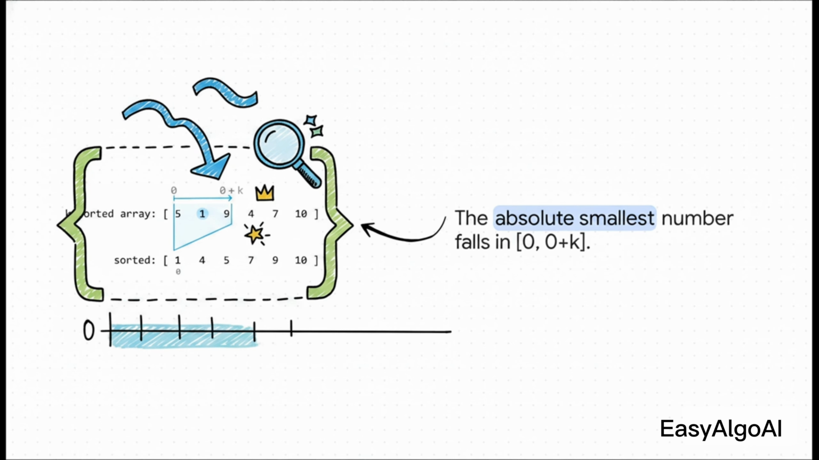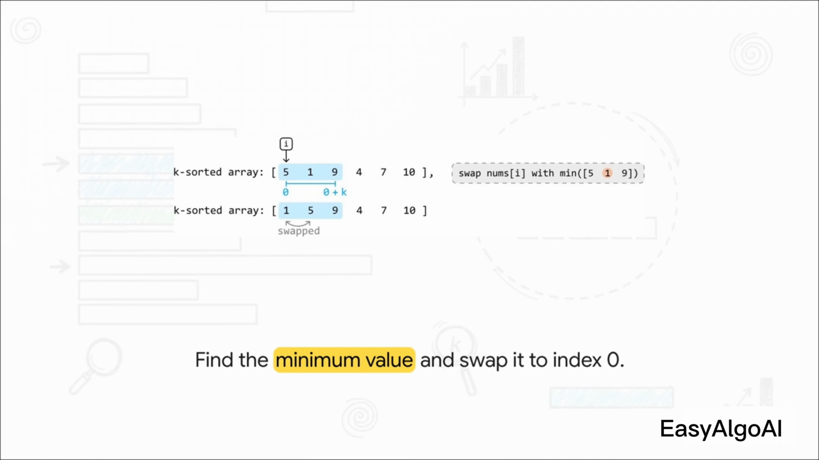no question. So here's the crucial point. Once we pinpoint that minimum value inside our tiny window, which is the number 1 here, we just swap it right into index 0. Boom! Index 0 is permanently solved. Then we just repeat that exact same logical process down the line for index 1, index 2, and so on.